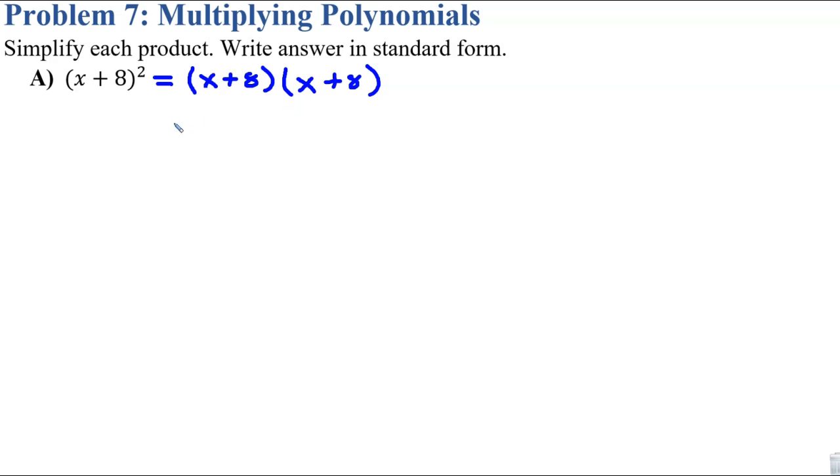Okay, using my FOIL method, I can multiply these together and simplify this one, just like we did a few minutes ago. Okay, for the F, we'll do the first. X times x will give me x squared. For the O, outer, we'll do x times the 8, which will be a plus 8x. For the inner, we'll go 8 times x again, which will be plus another 8x. And then last, we'll go 8 times 8 for 64.